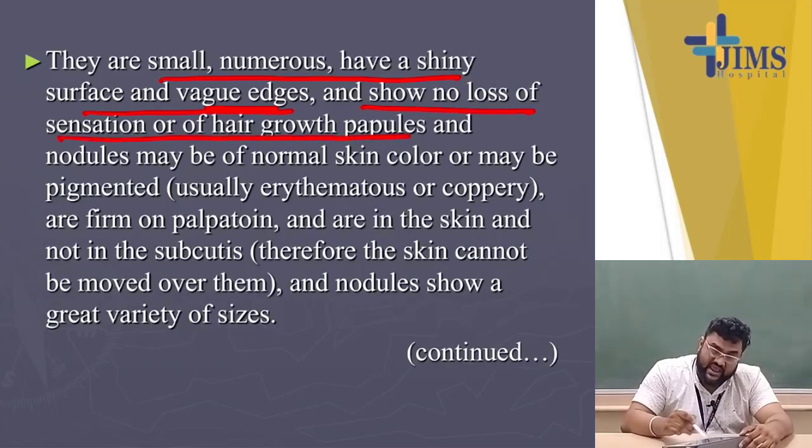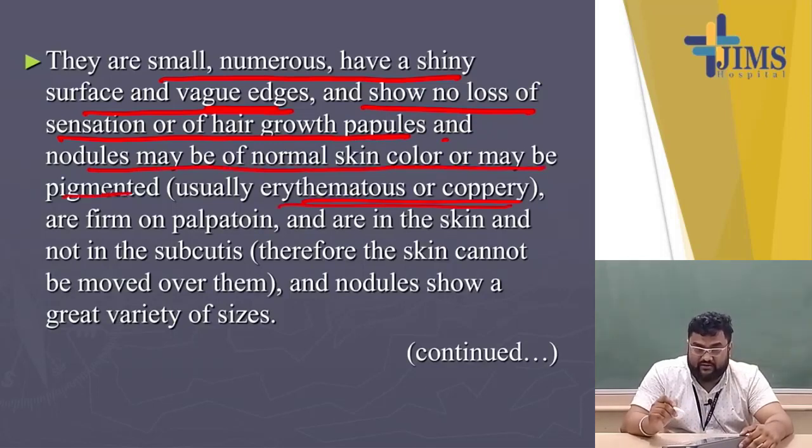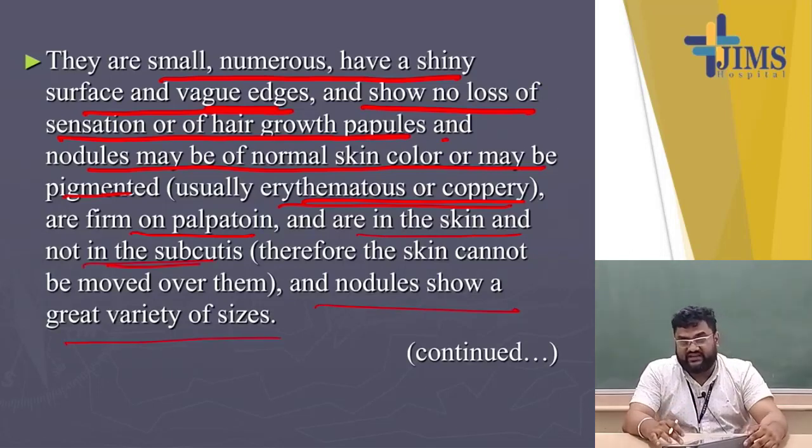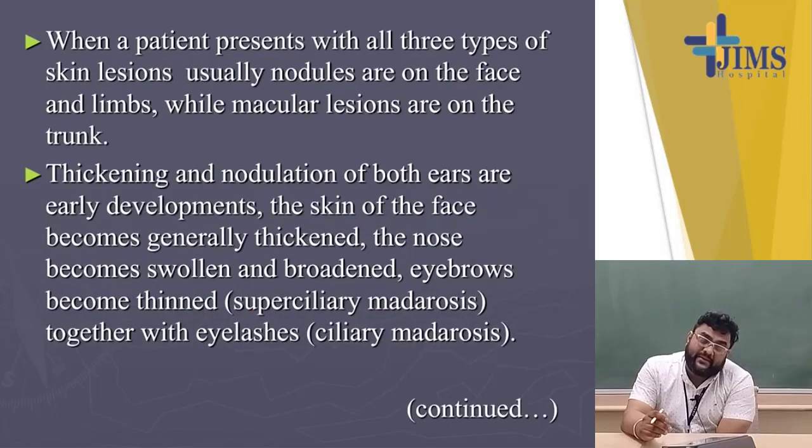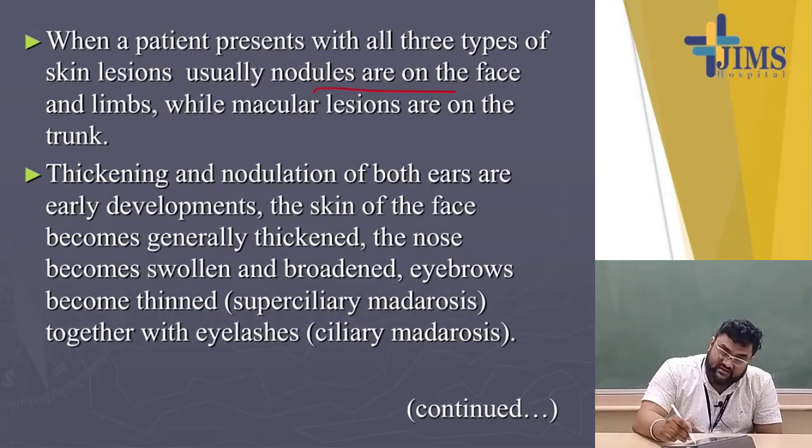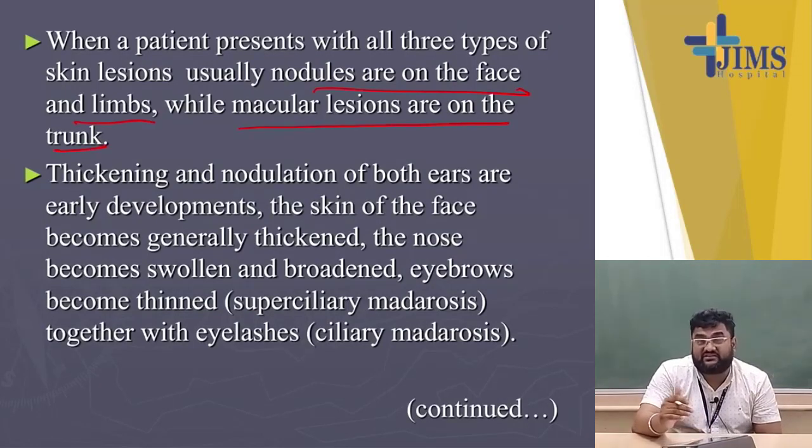or of hair growth. Papules and nodules, which may have normal skin color or may be pigmented, usually erythematous or coppery in color, are firm on palpation and are in the skin and not in the subcutaneous tissue. The nodules show a great variety of sizes. When a patient presents with all three types of skin lesions, usually nodules are on the face and limbs, and macular lesions are mainly seen on the trunk, which is less involved.